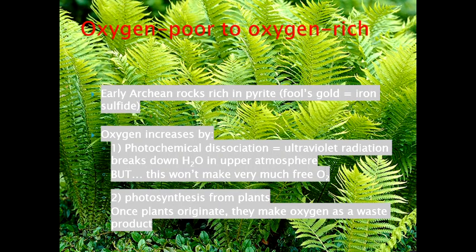It's mainly because we look at rocks, and when we look at early Archean rocks, they are rich in fool's gold, pyrite. The chemical symbol of that compound is FeS2, or iron sulfide, and if it exists anywhere where there's lots of oxygen, it rusts away. The fact that we have it in so many early Archean rocks means that that time period did not have a lot of free oxygen.